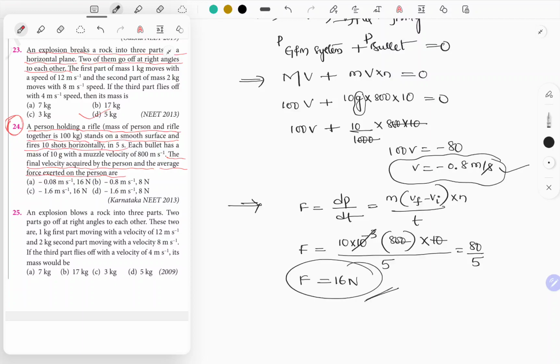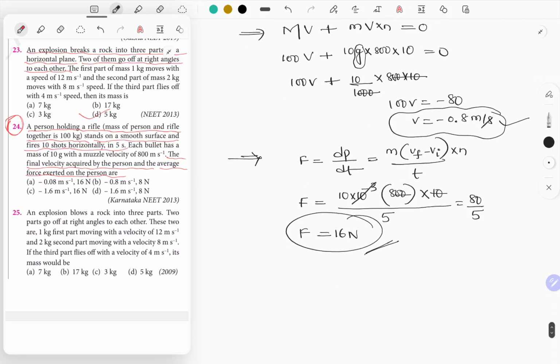So if you observe, V is minus 0.8 meter per second and F is equal to 16 newtons, it is not at all there in the options. Then what should we do? Actually, the options are not given in the question. So this is the correct answer. Okay.